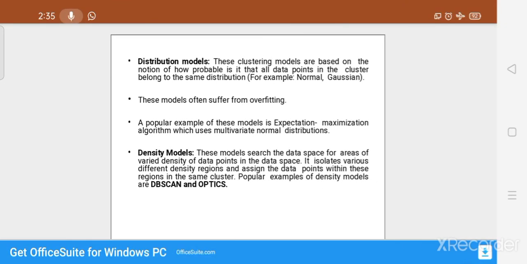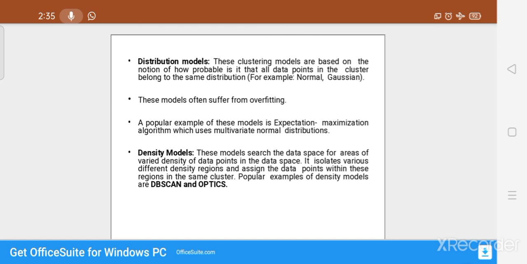Next is the distribution model. These clustering models are based on the notion of how probable it is that all data points in the cluster belong to the same distribution. That is the notion for the distribution model. These models often suffer from overfitting. A popular example of this model is the expectation maximization algorithm, which uses multivariate normal distribution. This distribution model is useful when all the data points can form the same distribution.